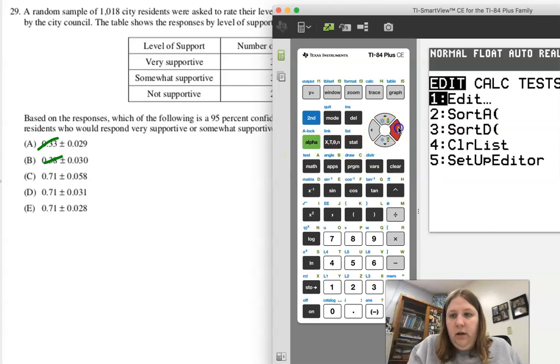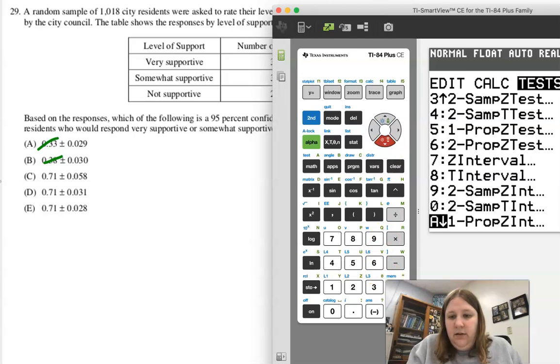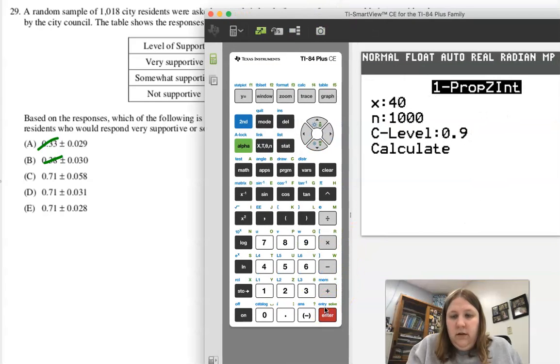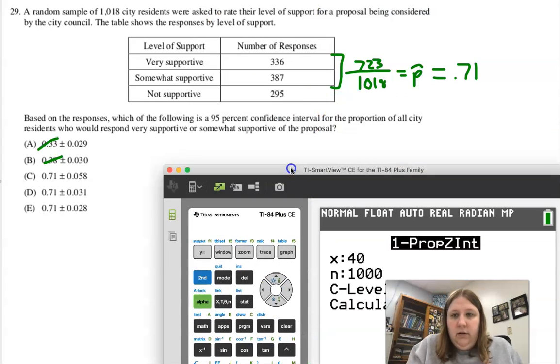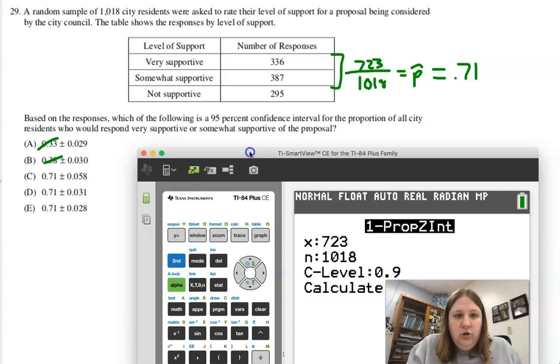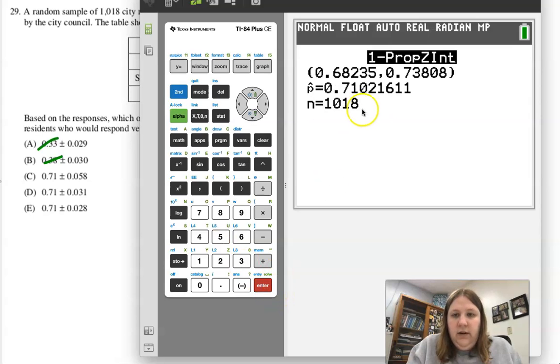So when I go to the calculator, I'm going to do a 1-prop z-int. There it is. Okay, so there were 723 out of 1,018, and they said 95% confidence interval. All right, so go ahead and calculate here. So we see our interval.